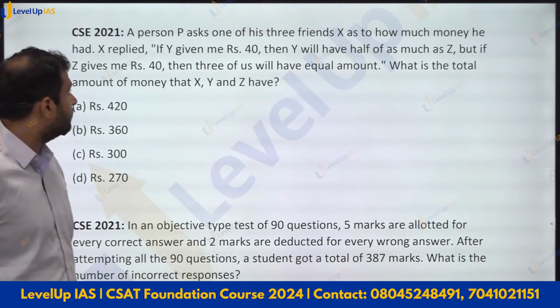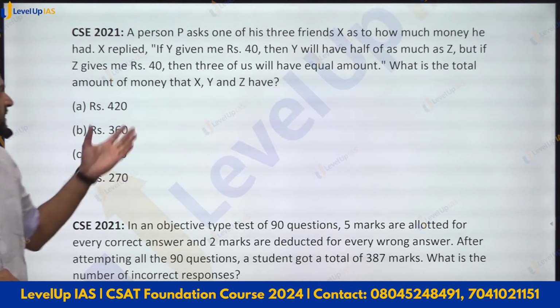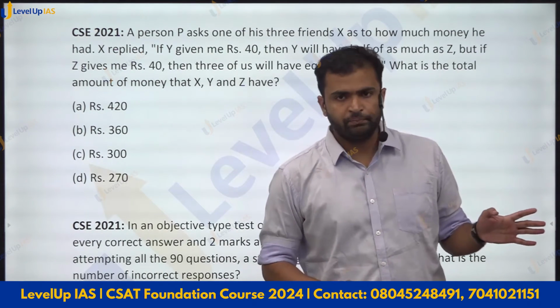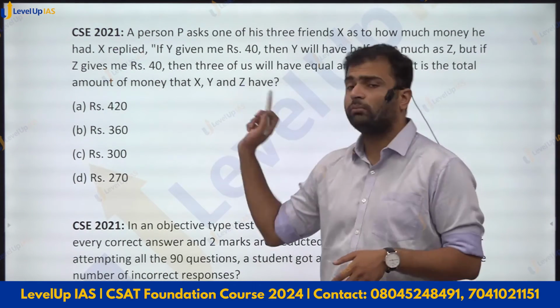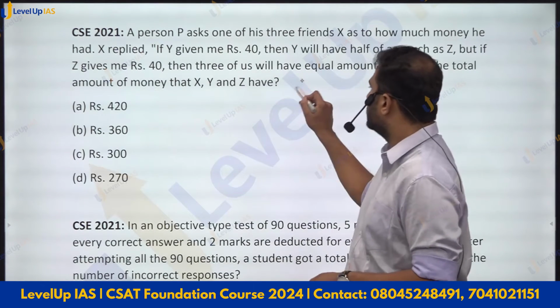Okay, next question. A person P asks one of his 3 friends X how much money he had. X replied, if Y gives me 40, then Y will have half as much as Z, and if Z gives me 40, then the 3 of us will have an equal amount. What is the total amount of X, Y and Z? So we have 3 people, X, Y and Z. We have to find out X plus Y plus Z.